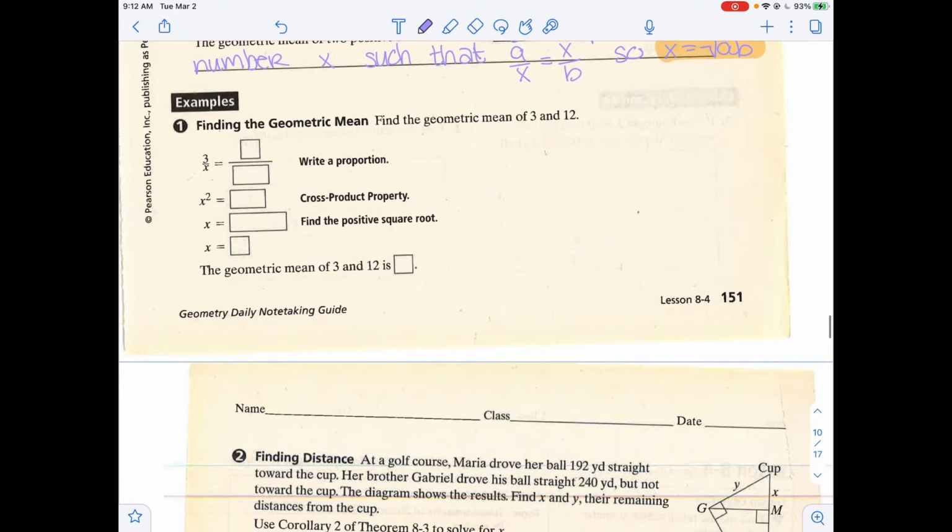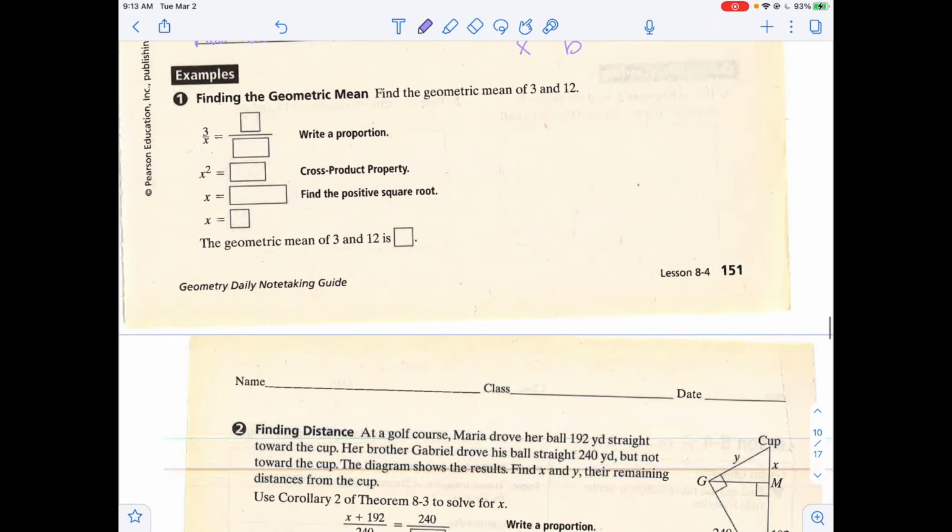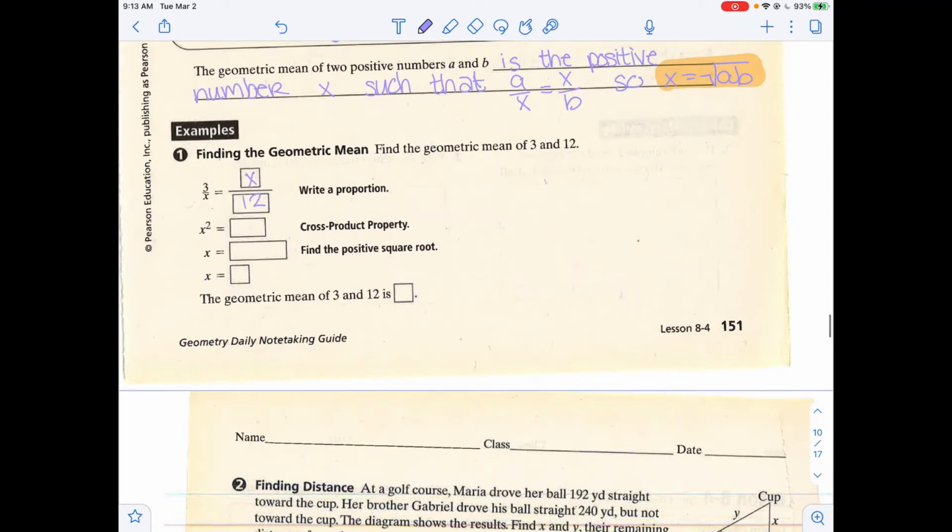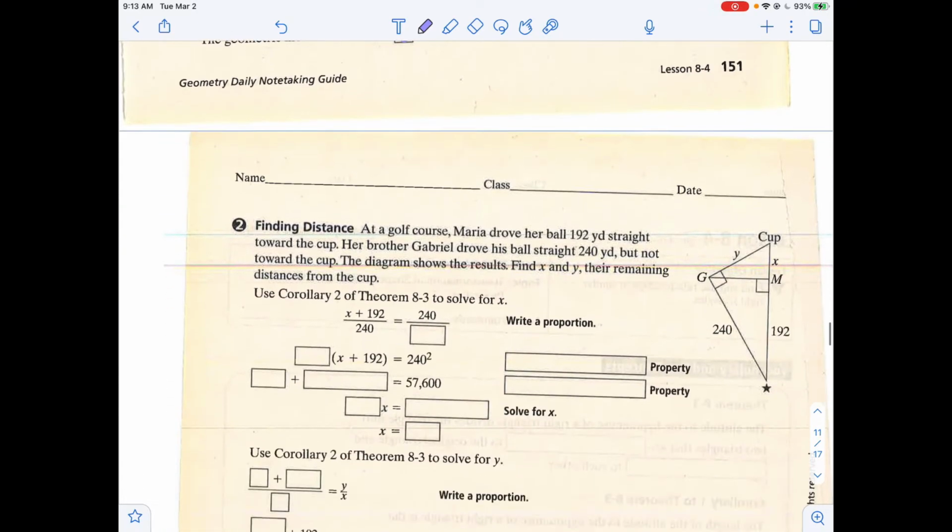Okay, so let's put these theorems and corollaries to use in the examples. First, example 1 says to find the geometric mean of 3 and 12. So first we're just going to practice finding a geometric mean. So 3 over x equals x over 12. We write the proportion just like we have in the definition. Then using the cross product property, x times x is x squared, 3 times 12 is 36. If we take the square root of both sides to find x, the square root of 36 is 6. So the geometric mean of 3 and 12 is 6.